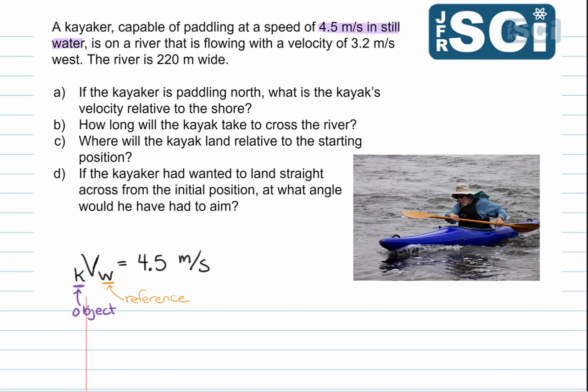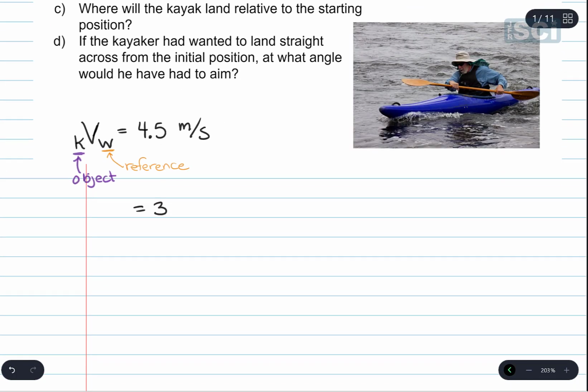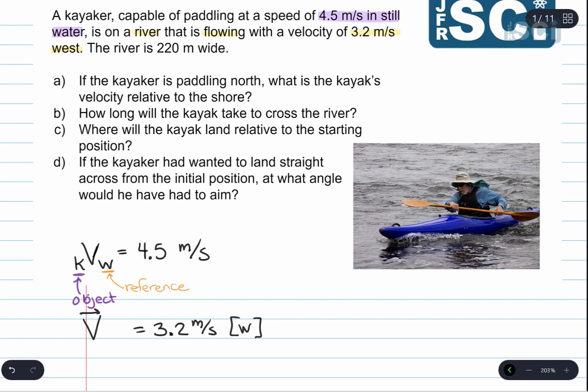Okay, so let's continue reading the question. And we see that the river is flowing at 3.2 meters a second west. Now, the fact that we have west tells us that it becomes a vector. So we have 3.2 meters a second, and it was west. And that is a velocity, but it's relative to things. So we know it's the water, because that's the river and it's moving. So the water is moving relative to the shoreline or the ground underneath it. So we can say here, of the ground.